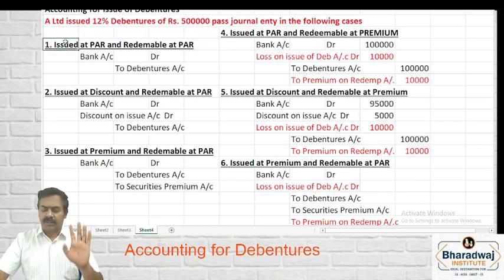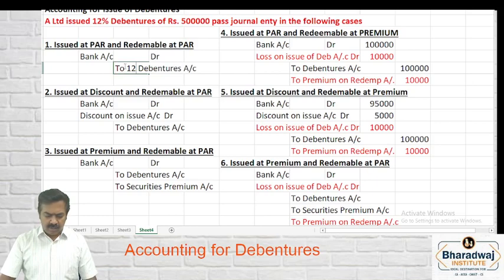First case, listen to it. Issued at par, redeemable at par. You will pass the entry. Bank account debit to 12% debentures. 12% is nothing but interest. Bank account debit to 12% debentures, how much? 5 lakhs.